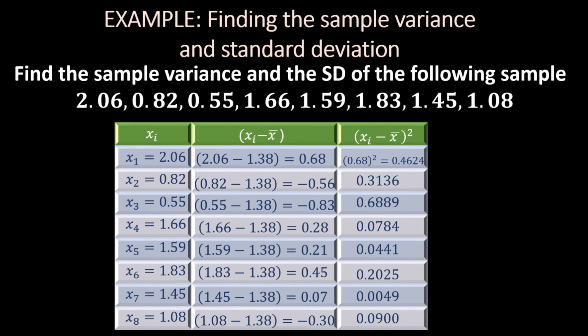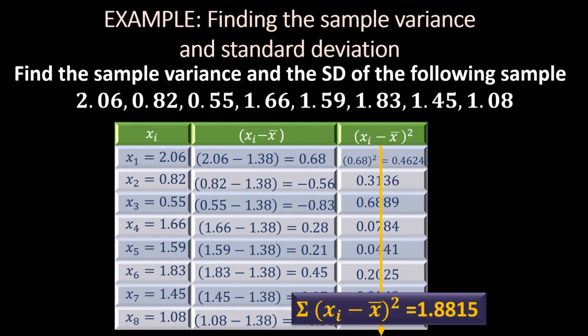Now the formula of the variance. So what is the formula? Summation of (xi minus x bar) to the power 2, divided by n minus 1. So how do we find the summation of (xi minus x bar) to the power 2? In other words, I can say the numerator of the variance, right? What is the numerator? The summation of (xi minus x bar) to the power 2. That is the sum of the last column, the third column. That is 1.8815. So n is 8.